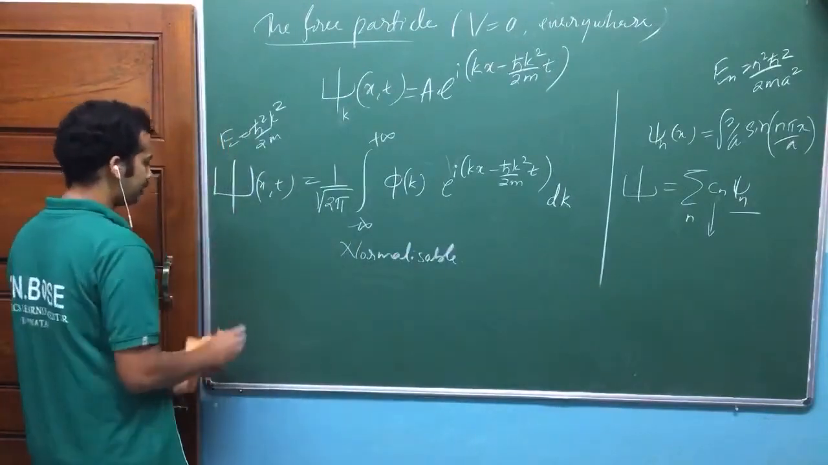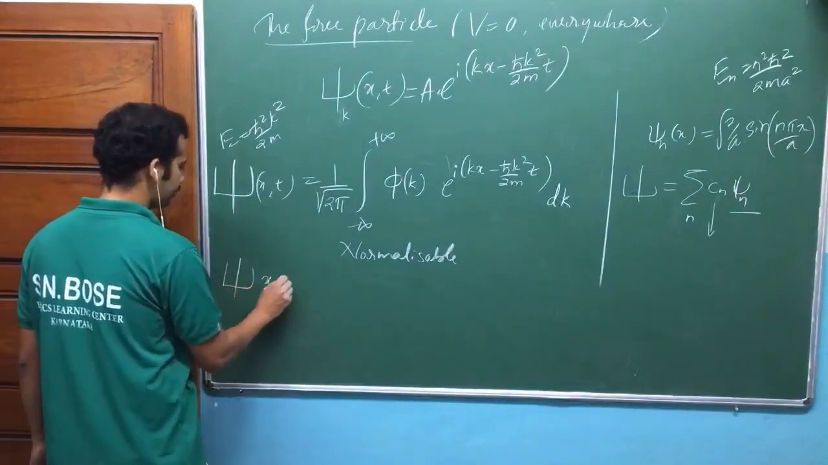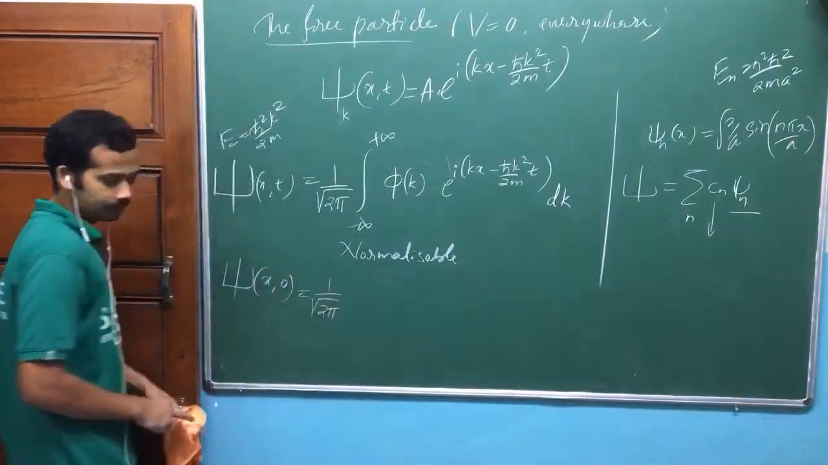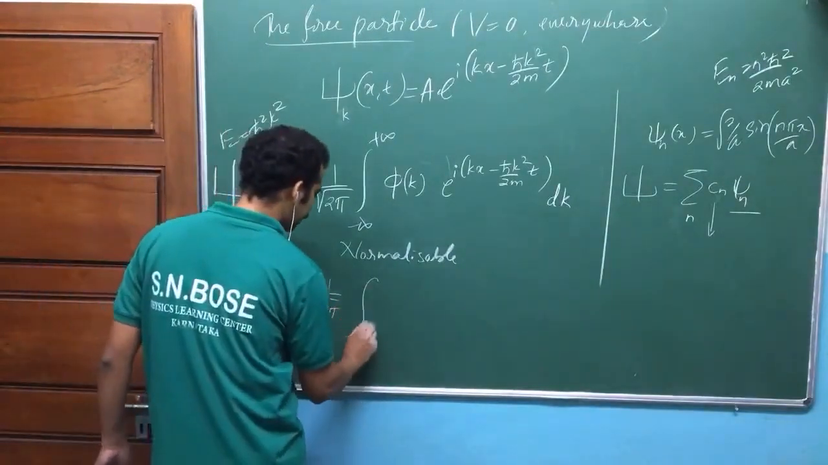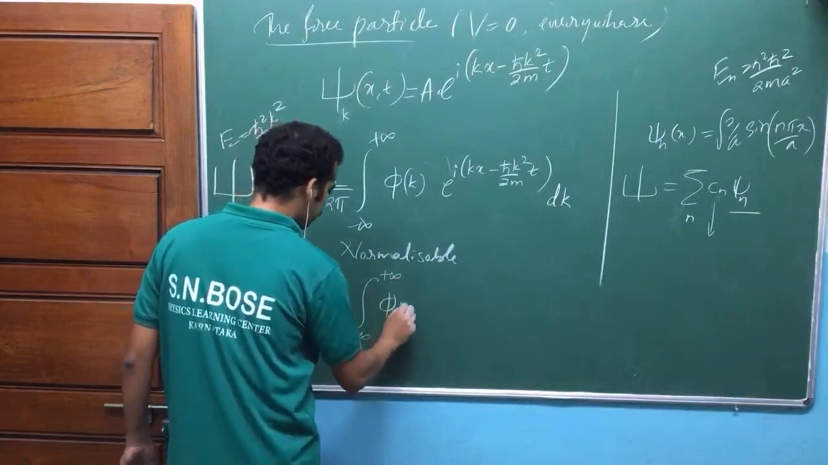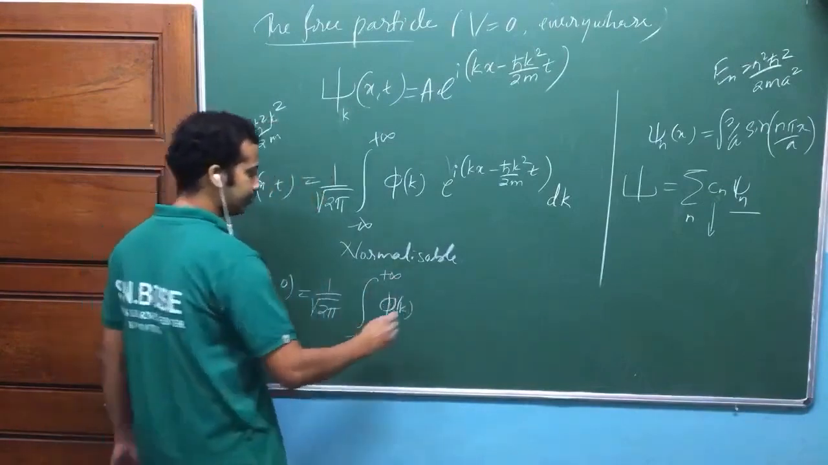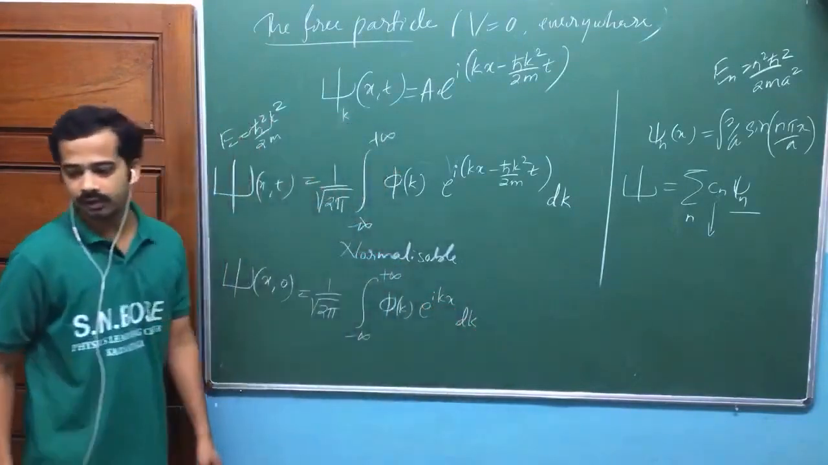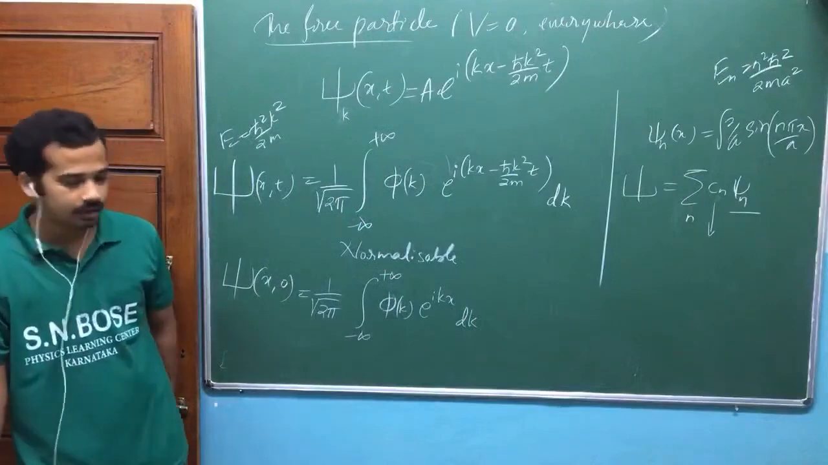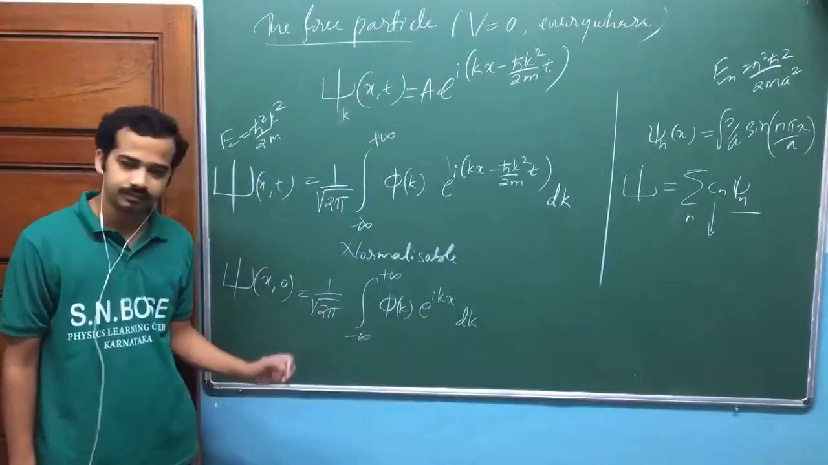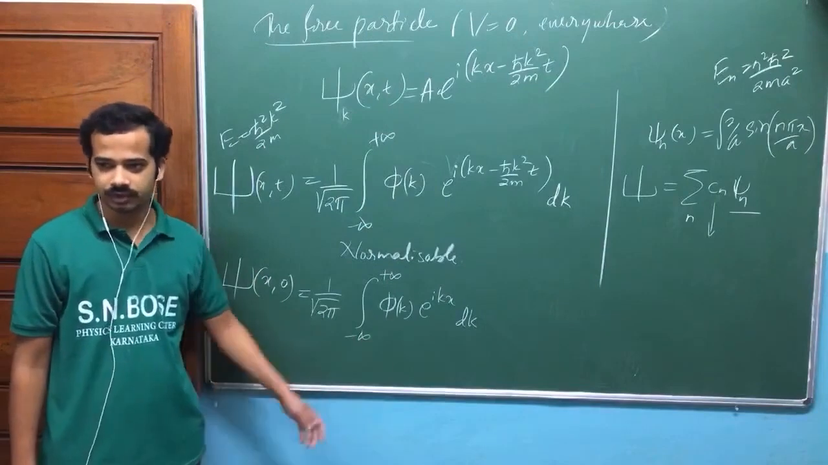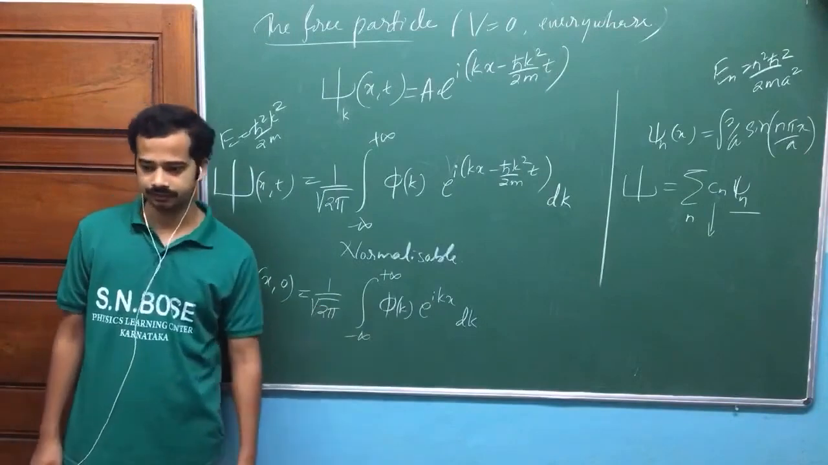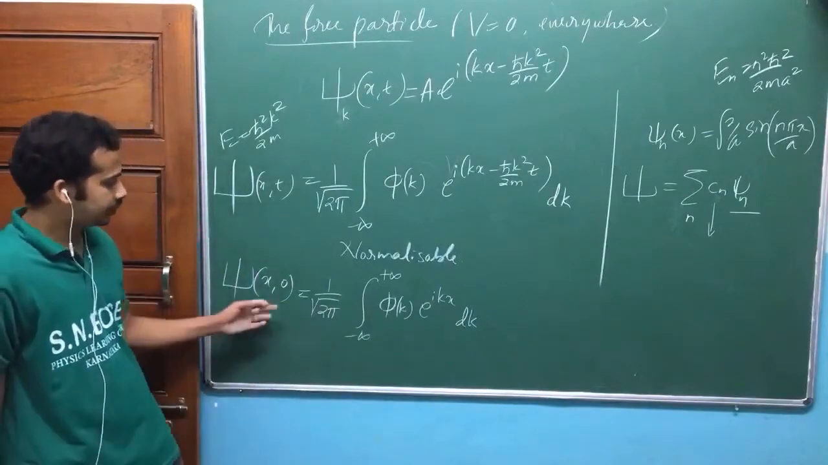Now what I do is I am going to write psi of x comma 0 as 1 by root 2 pi, integral minus infinity to plus infinity, phi of k into e power i k x dk. This is nothing but the Fourier transform of phi of k. You got the definition now? Or you can say psi of x is the Fourier transform of phi.